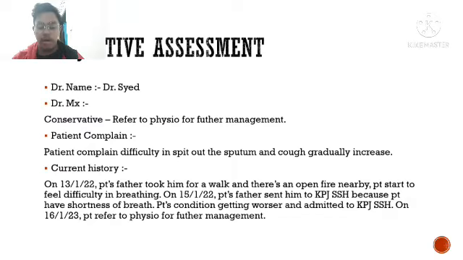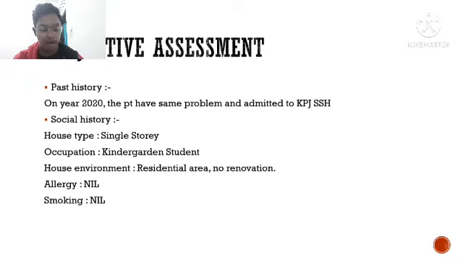On 15 January, the patient's father sent him to KPJ Specialist Hospital because the patient had shortness of breath and the condition was getting worse, and the patient was admitted to KPJ SSH. Then on 16 January, the patient got some treatment and was referred to the physio for further management. I'm sorry, there is a little bit of error over there.